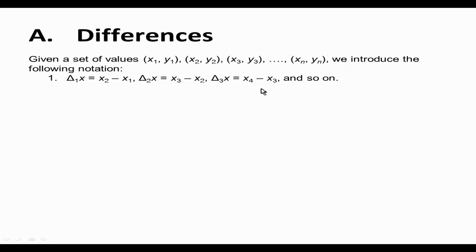Okay, now if we have these for the x's, we also have them for the y's. So for number 2, delta 1y is y2 minus y1. Delta 2y is y3 minus y2. Delta 3y is y4 minus y3, and so on. Again, notice it's still right minus left. The subscript on the delta matches the second value. It's always right minus left for the delta x's and the delta y's.